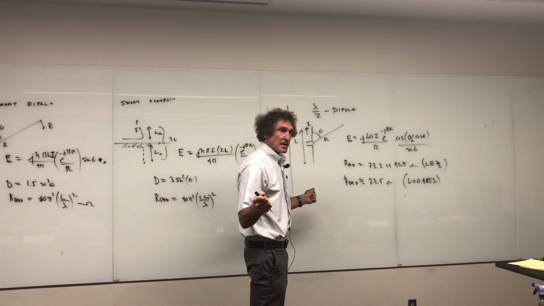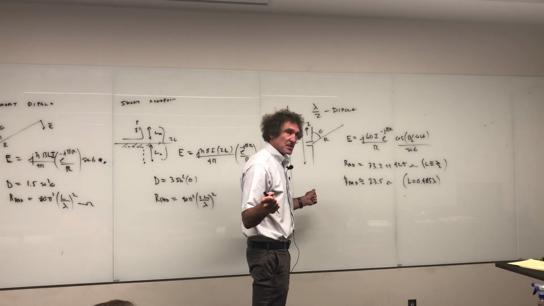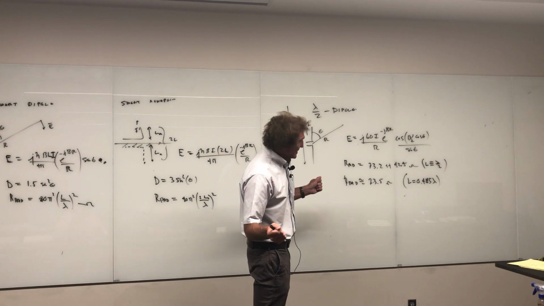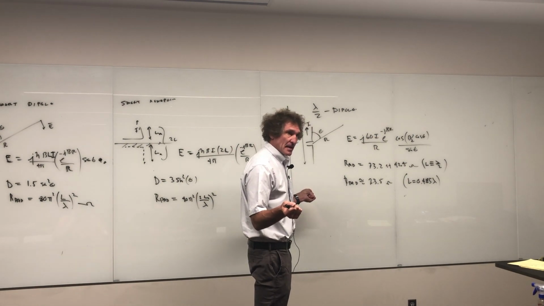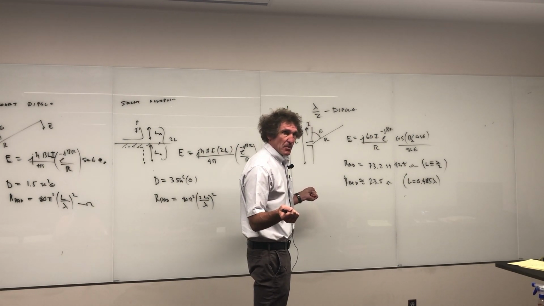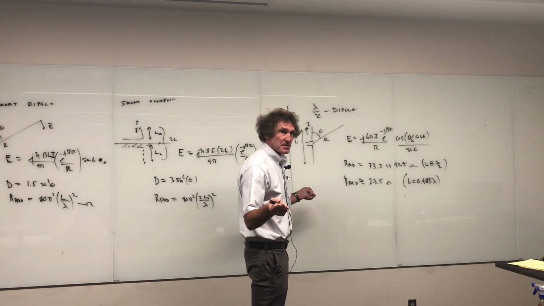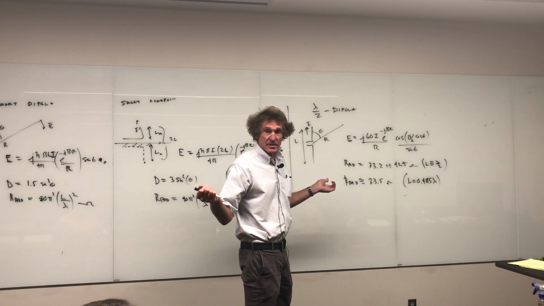Remember I said about shortening a dipole from an exact half wave down to something slightly less than that, 0.485 lambda, and you'll get rid of the reactive component. It's important because now you don't have to impedance match. All right? There's no reactive component.